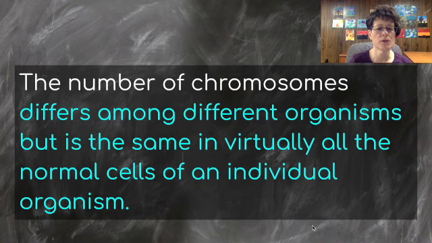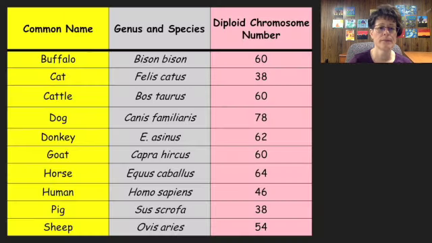The number of chromosomes differs among different organisms, but is the same in virtually all the normal cells of an individual organism. So, for example, you can see here the number of chromosomes in a number of different animals. For some of them it's the same, like a buffalo, cattle, and goat all have the same number of chromosomes. But there are many that are different as well.